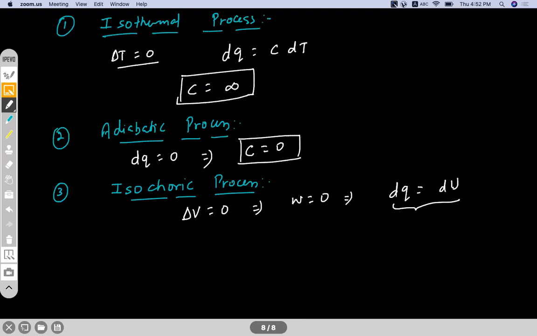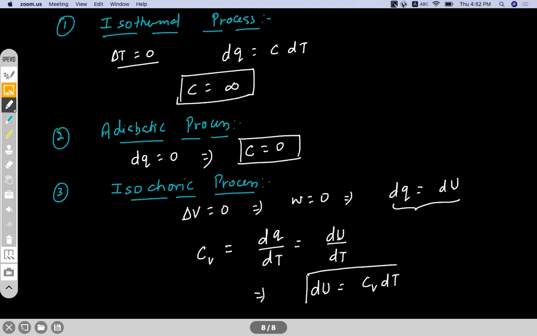So hence, the total heat capacity at constant volume becomes CV equals dQ by dT. dQ is nothing but dU here, so it is further equal to dU by dT. And hence, dU is equal to CV dT for 1 mole. If you have n number of moles, then dU is equal to n CV dT.